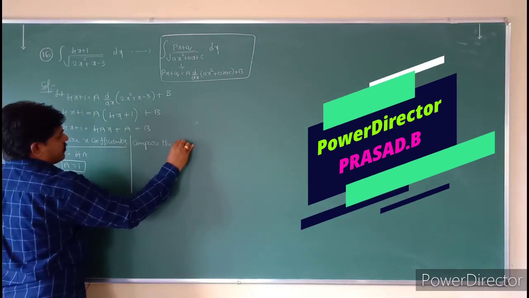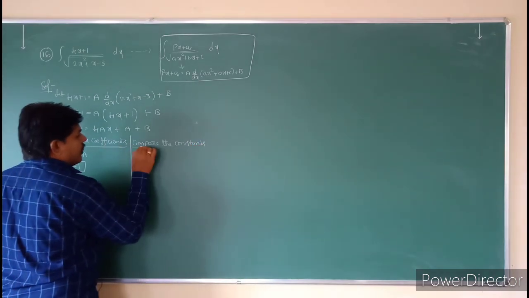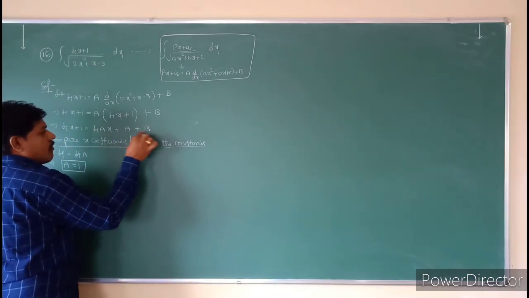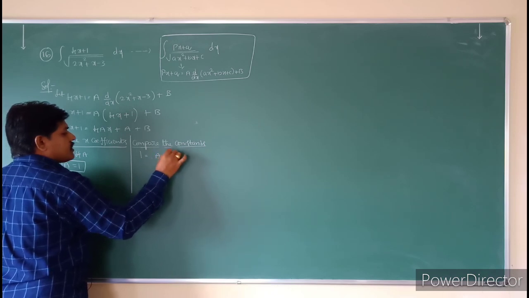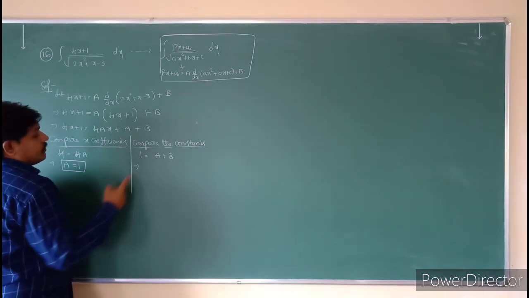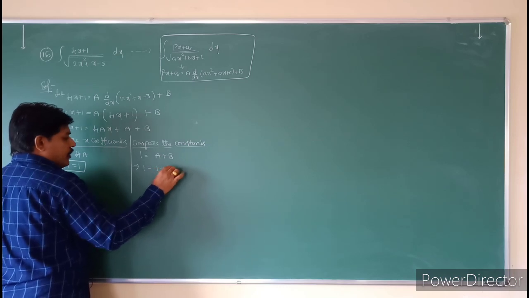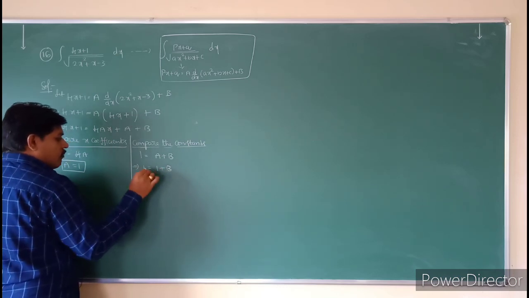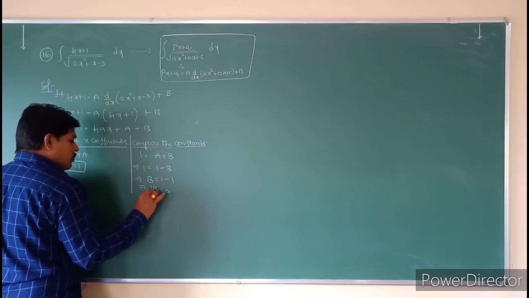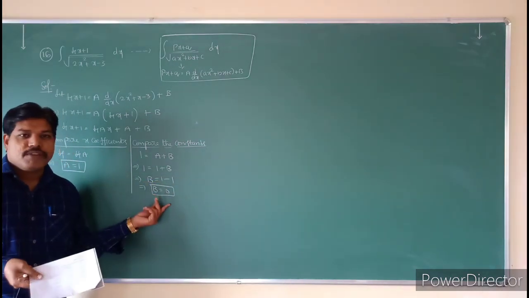Compare the constants. So what is the constant here, students? 1. So that is equal to, the constant on the RHS side is a plus b. The a value is 1, so that implies 1 is equal to 1 plus b. So 1 will be cancelled, b is equal to 1 minus 1, that implies b is equal to 0. So here you are getting the b value as 0.